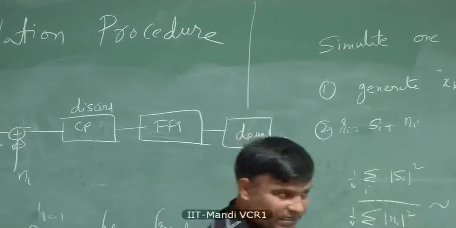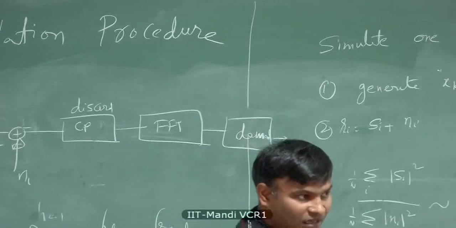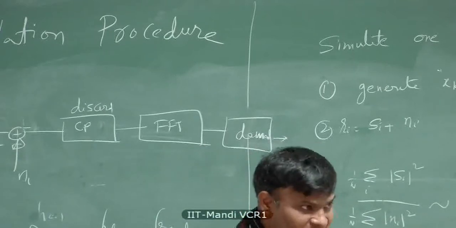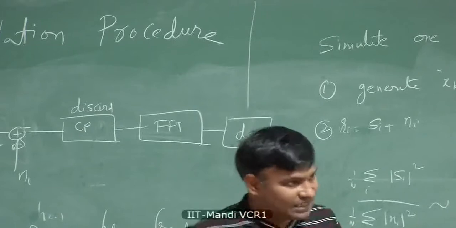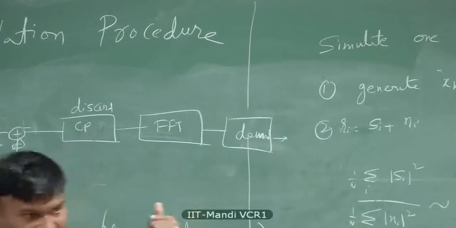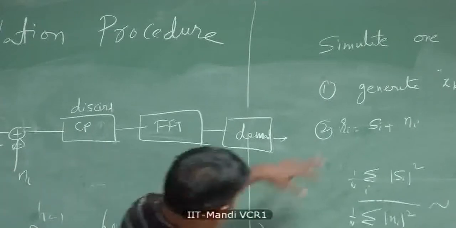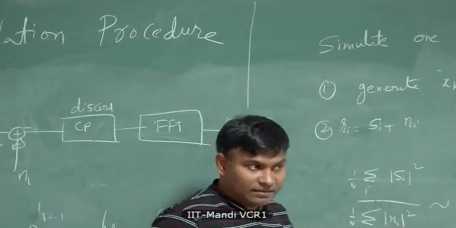Otherwise, truly speaking, you have to take a whole block of OFDM symbols, convolve with one channel which is constant for the whole block, and then repeat this procedure. That's how you should do it, but I'm trying to simplify it for you. And then calculate the probability of error, and the effects of the channel will be visible.